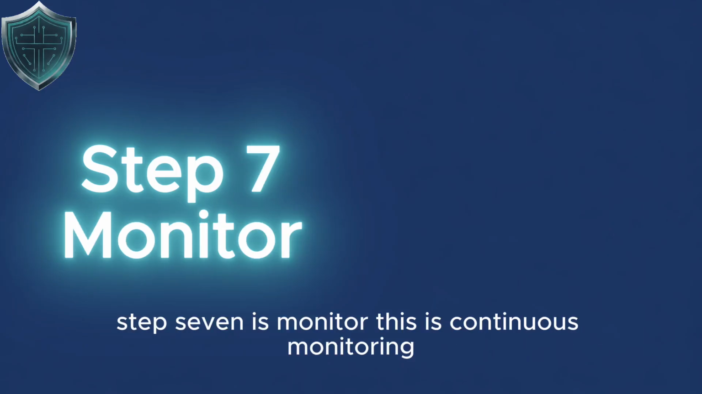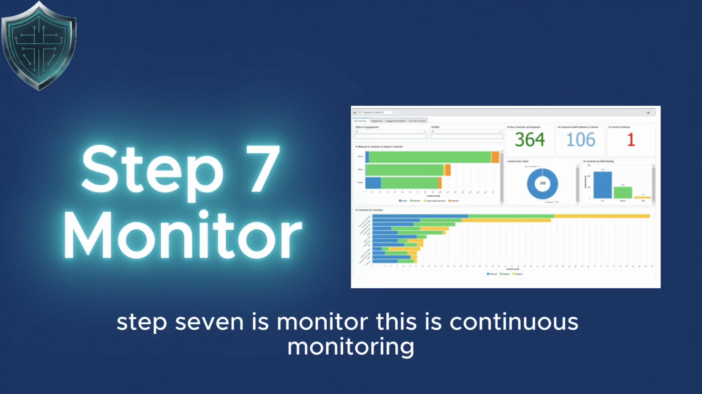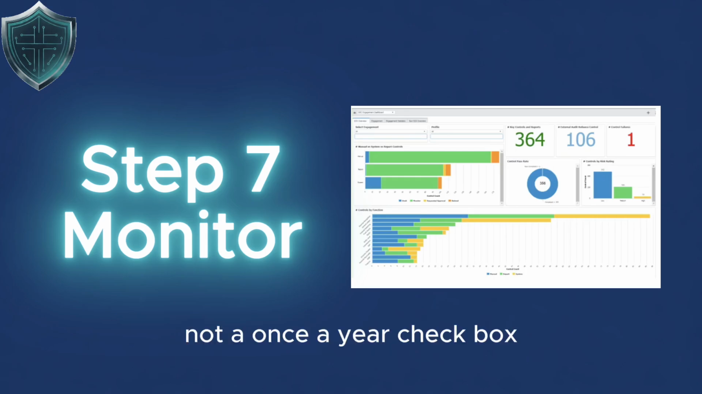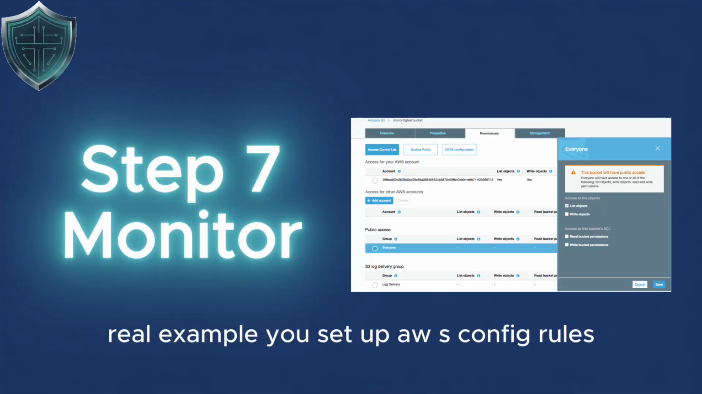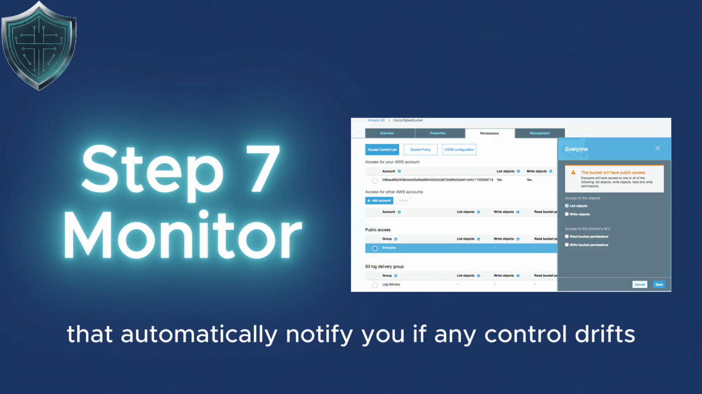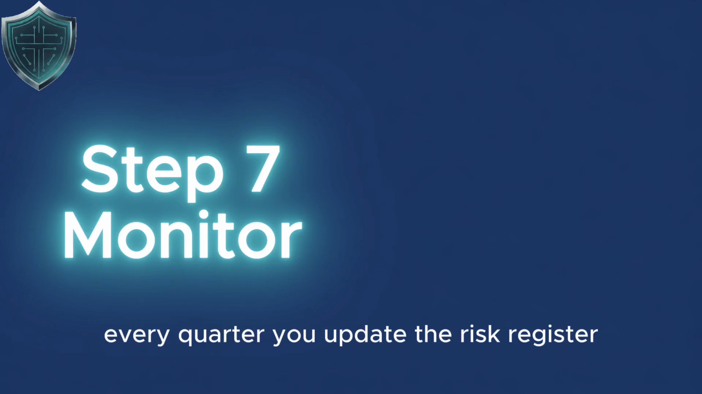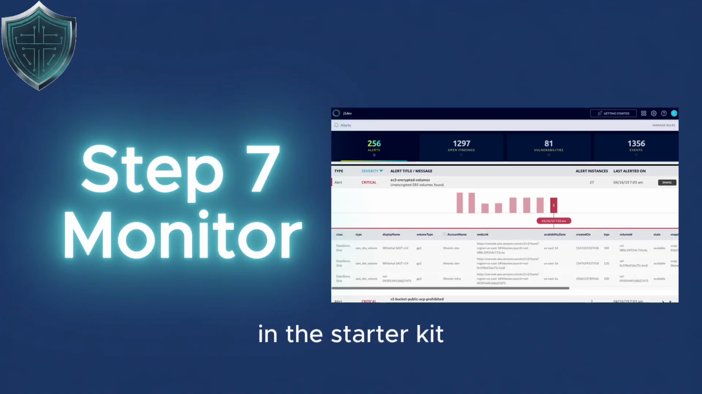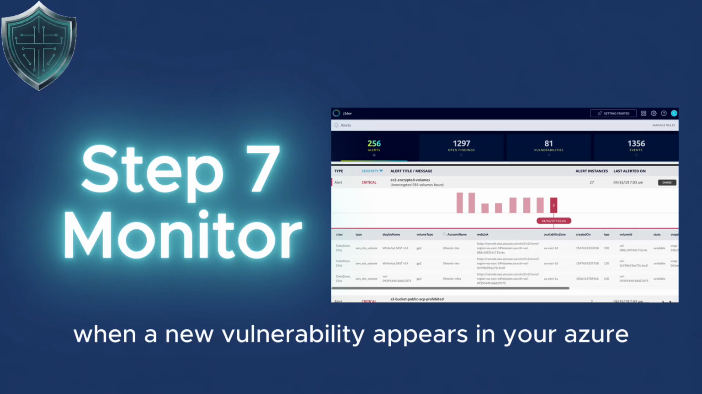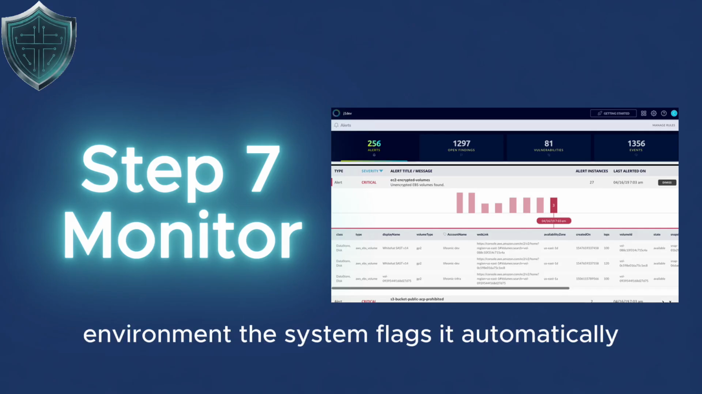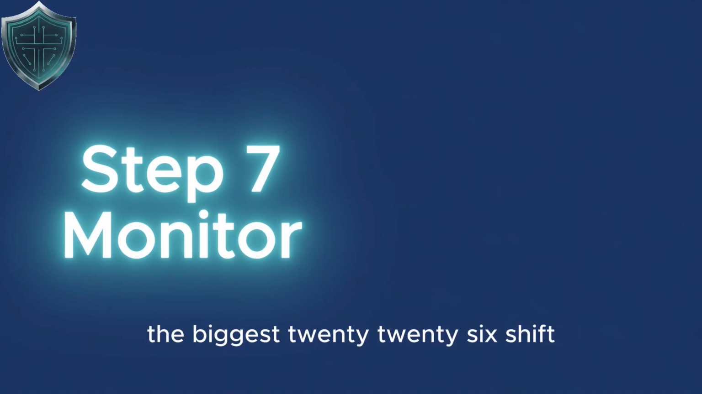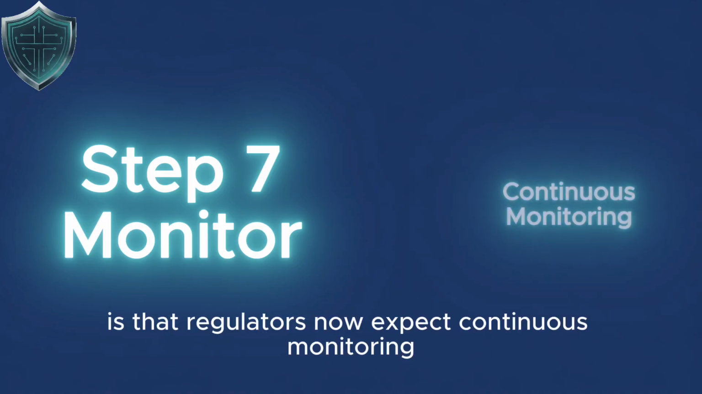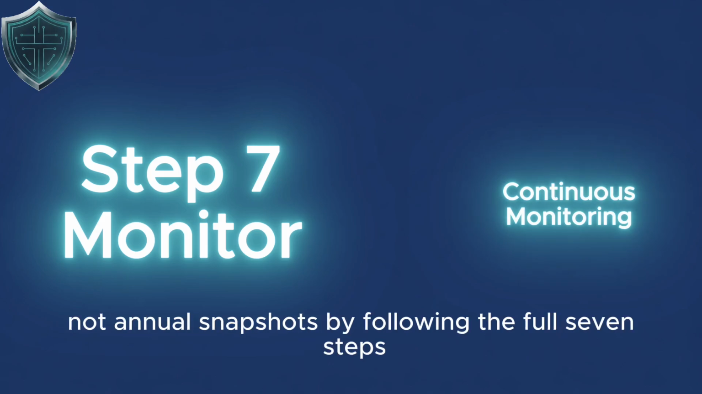Step 7 is monitor. This is continuous monitoring, not a once-a-year checkbox. Real example. You set up AWS Config rules and Azure Monitor alerts that automatically notify you if any control drifts. Every quarter, you update the risk register and report to leadership using the monitoring dashboard template in the starter kit. When a new vulnerability appears in your Azure environment, the system flags it automatically. The biggest 2026 shift is that regulators now expect continuous monitoring, not annual snapshots.